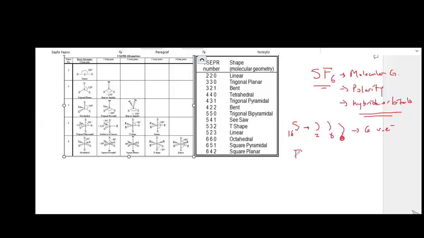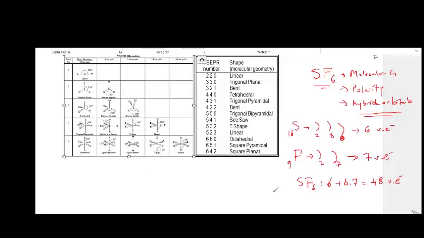And also let's look at the fluorine atom. If you look at the fluorine atom in the same way, the fluorine atom has 7 valence electrons. So let's find the total valence electron number for that molecule. 6 comes from sulfur, and 6 times 7 comes from fluorine. As you see, in total there are 48 valence electrons for that molecule.